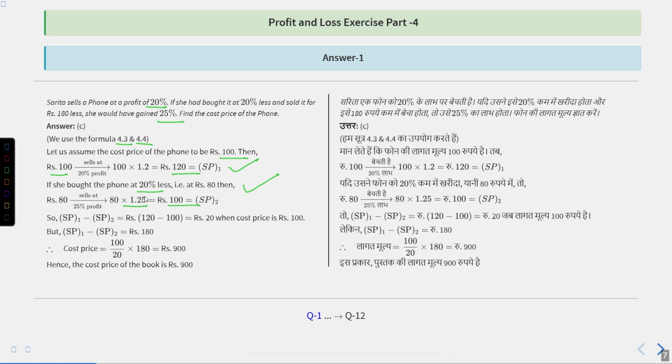Now the question says the difference between the old selling price and the new selling price is 20 according to our assumed cost price of 100. Clear? But in the question it is given as 180. So SP1 minus SP2 is given as 180. We can calculate the cost price: 100 upon 20 multiplied by 180, which becomes 900. So the cost price of the phone is 900. C is the correct answer.